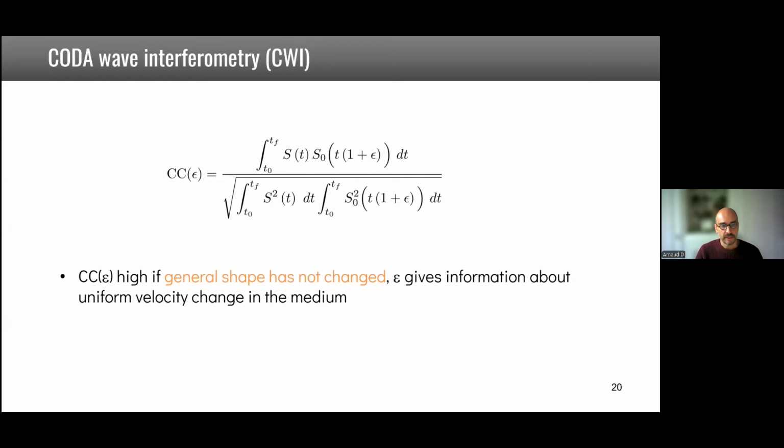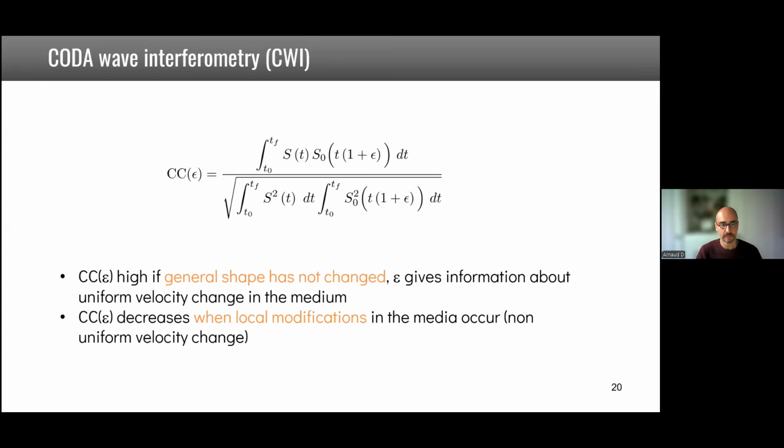So if you perform that, you will see that at your optimum, your CC is high or close to 1 if the general shape of your wave has not changed. Okay? Then it will give you information about this uniform velocity change in the medium. But the CC will decrease when you have local modifications in the media, because if you have one obstacle in the middle of the media, it will change the way the wave packages arrive, so it will change the shape, okay? It's a non-uniform velocity change. In this case, you will see its impact.